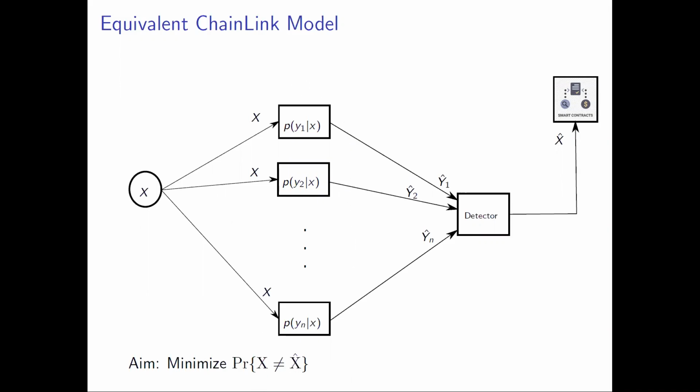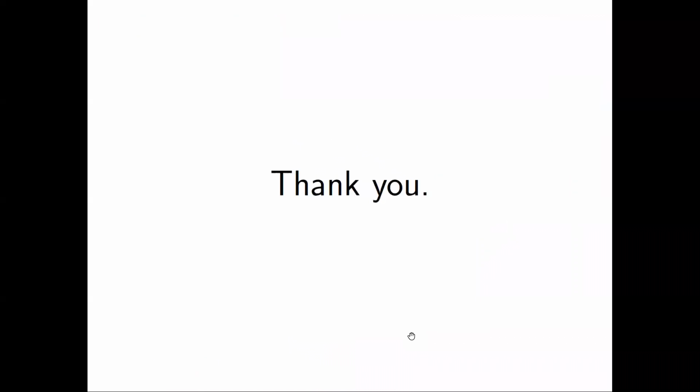Now, the problem is the detector does not know what these distributions are. Without knowing these distributions, how can the detector minimize this error rate? That's the problem that we are currently working on. And that's all from me. Thank you.